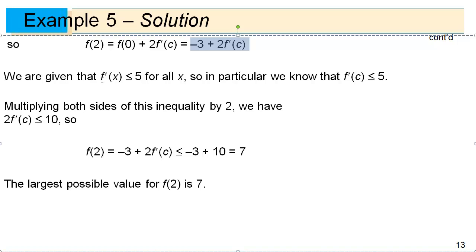Well, we're given that the derivative is less than or equal to 5, so 2 times it, right, is always going to be less than or equal to 10. So we can sub that in and say that f of 2 always has to be less than or equal to -3 plus 10, which equals 7, and that tells us the maximum value for f of 2 is going to be 7. You might be thinking, who the heck cares?